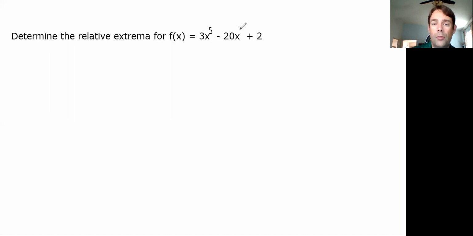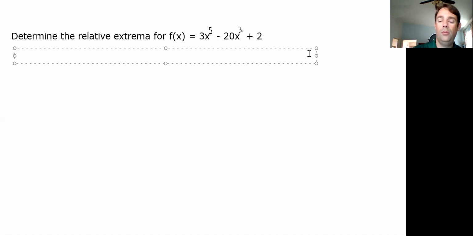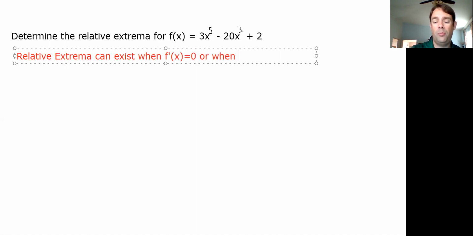All righty. So by now you've unpaused the video. You've watched me do this as I try to get the problem reset up. So here we go. We're going to say what we're going to do, and then we're going to do the work. When we're done, we're going to say what we found. So relative extrema can exist when f prime of x equals 0 or when f prime of x is undefined.